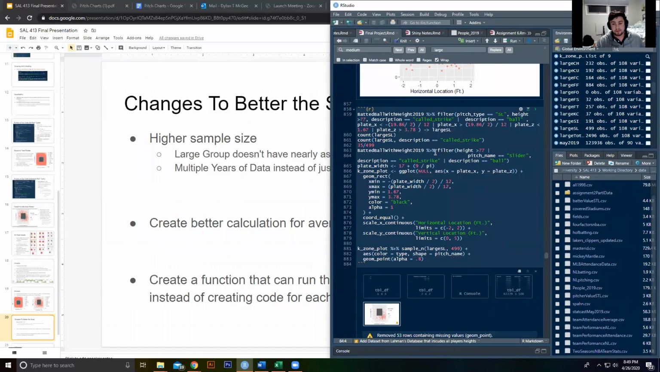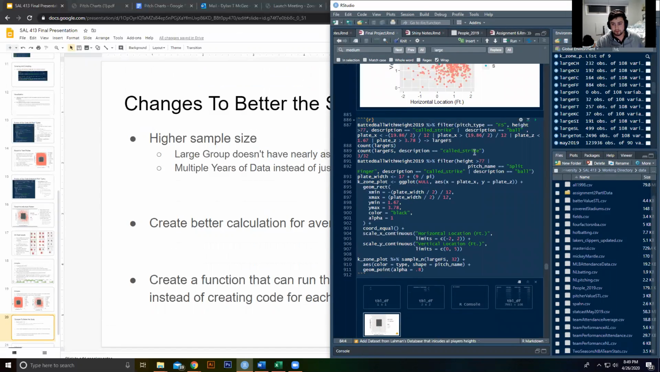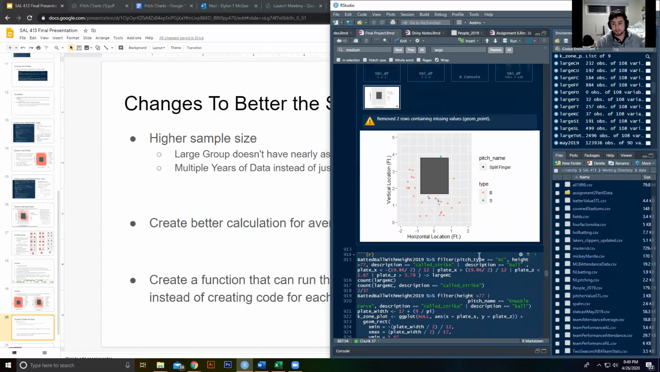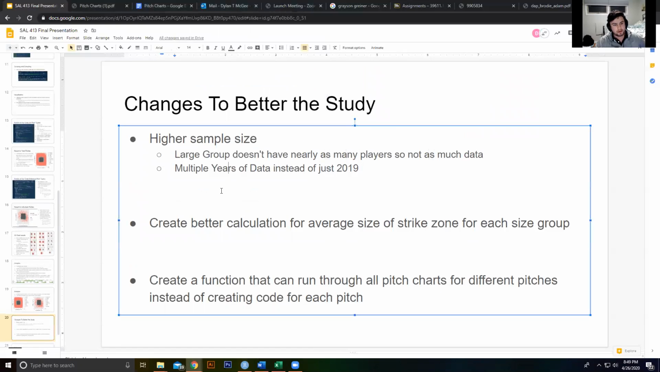But like we said, if we created a function that could run this for each pitch instead of doing it manually, because, for example, this is a sinker, and then here we had to do it for a knuckle curve and so on for each group, it probably would have made our code much more compact and efficient.